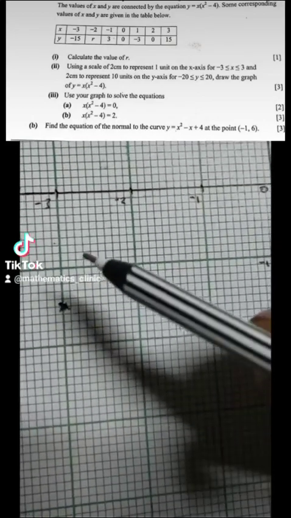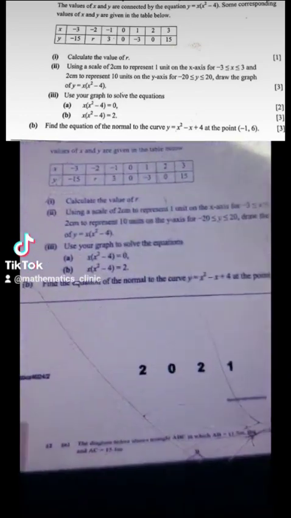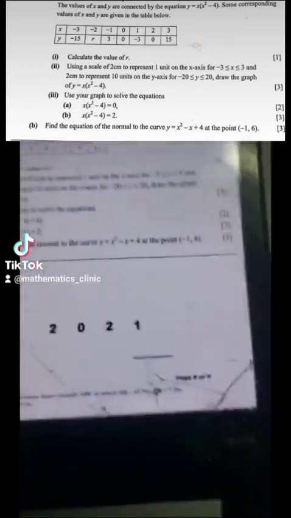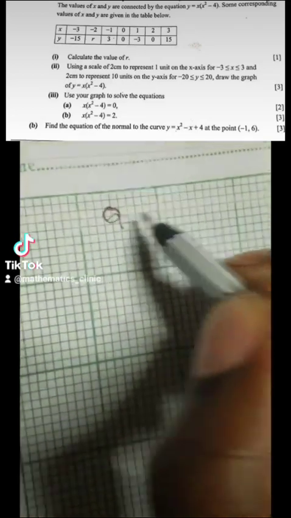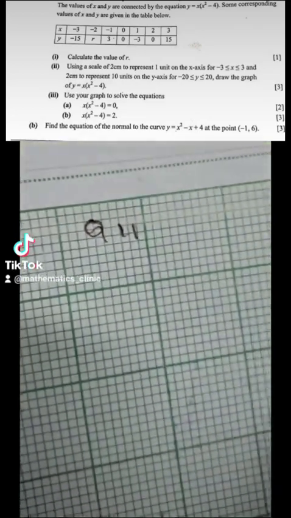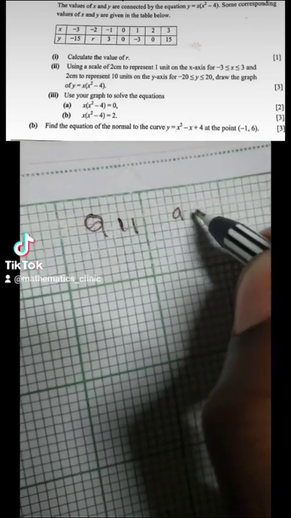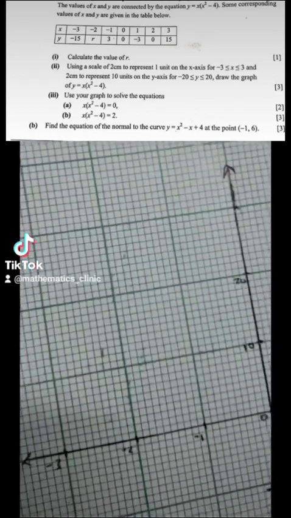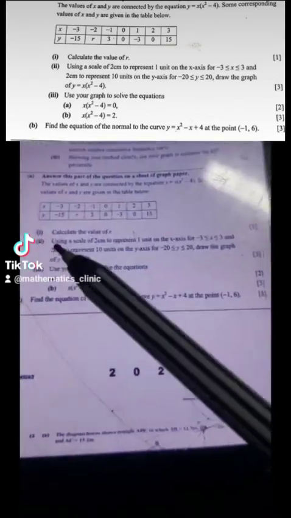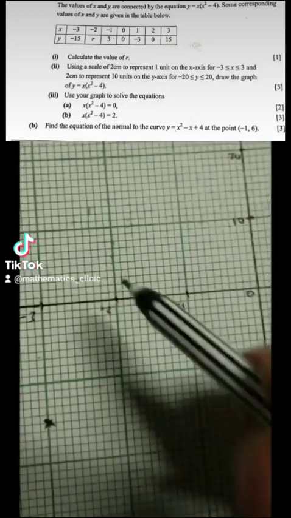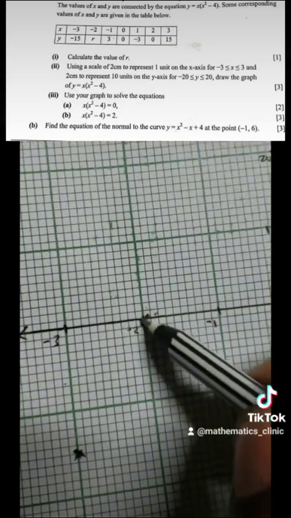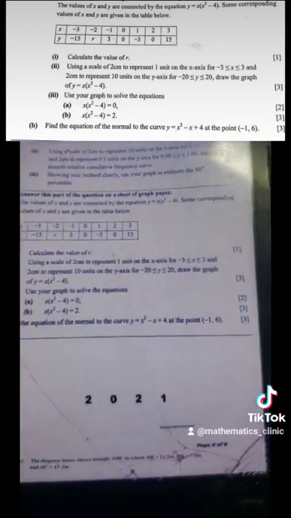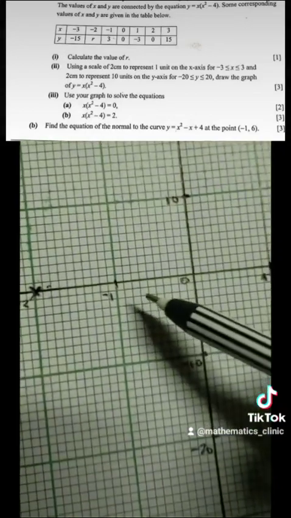Then the next one is -2, and our y value, we have already found that, which is in question 11, A, part 1. We found our y is equal to 0. So our x is -2, y is 0, which is just that point. Then after that we have -1, 3.